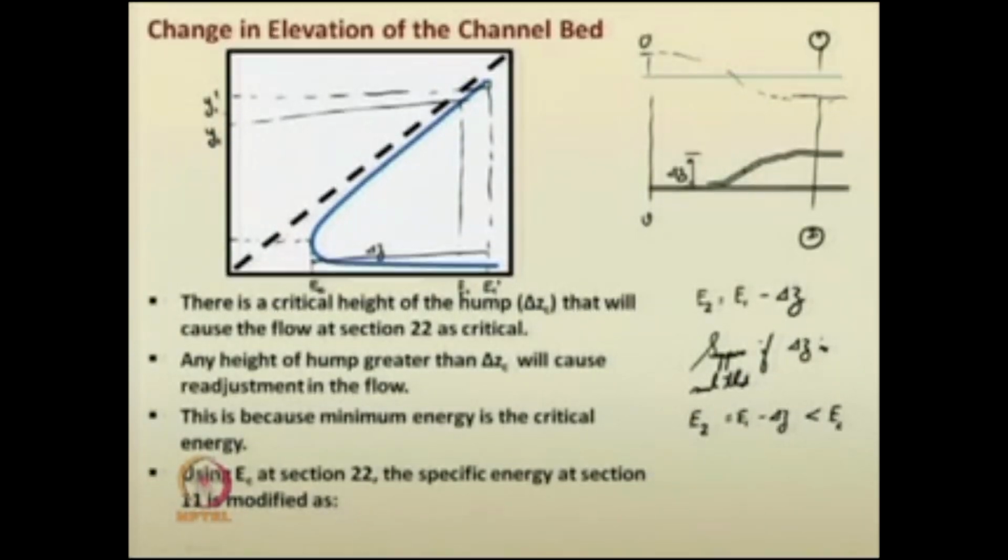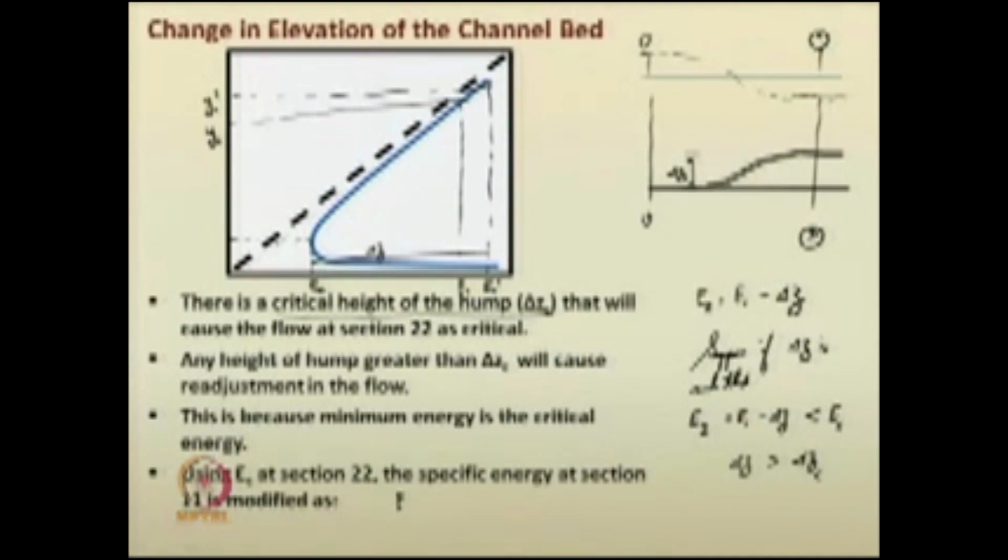So, y1 dash, the depth of flow will just change. If the critical height of the hump, del ZC, that will cause the flow at section 2 is encountered, or if your del Z is greater than del ZC, then you have to readjust the flow. So, any height of hump greater than ZC will cause readjustment of the flow. This is because you have to change the energy at the upstream section.